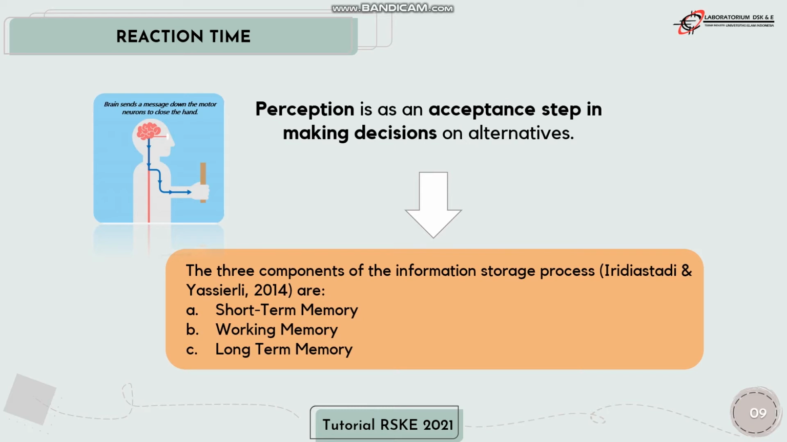Next is the perception process, namely the process by which the brain processes the information received from a stimulus. Or from its own definition, perception is an acceptance step in making decisions about existing alternatives. In decision making, a person's perception is influenced by memory. So, there are three memory components, which include first, short-term memory, second, working memory, and third, long-term memory.